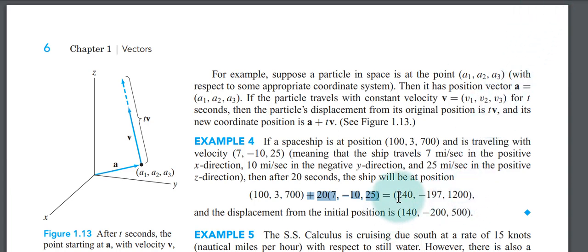and that turns out to be this. So this is where it is, but also we can ask what's the displacement, and that means how far has it gone and in what direction. The displacement is 20 times this. And 20 times 7 is 140, 20 times this is minus 200, and 20 times this is 500. So that's the displacement vector. That's the vector that goes from here to wherever it ends up.